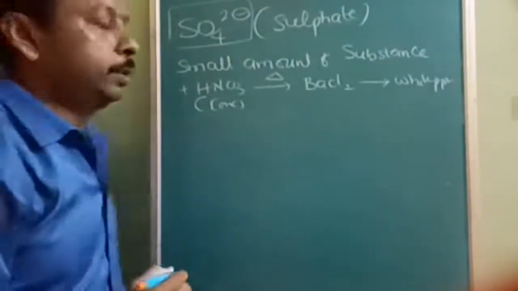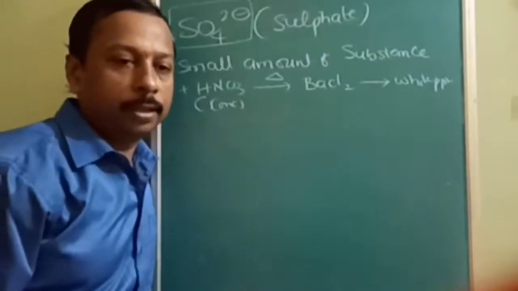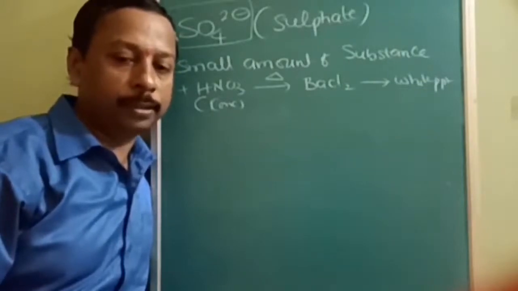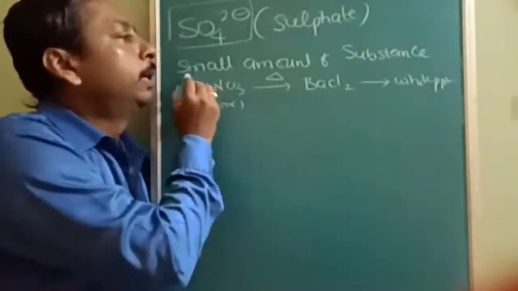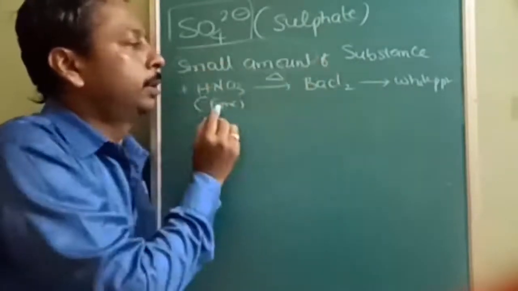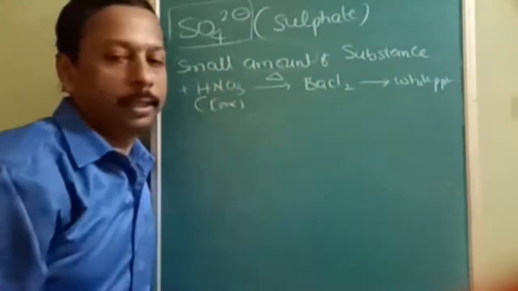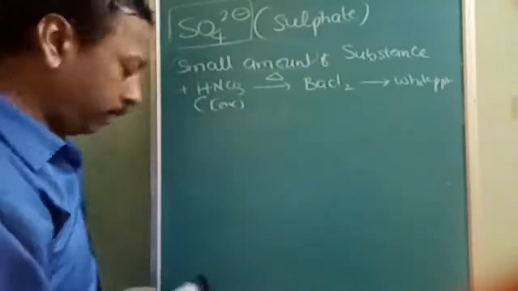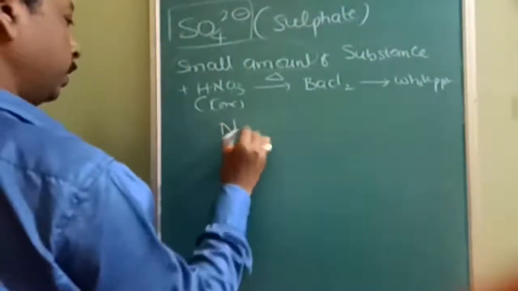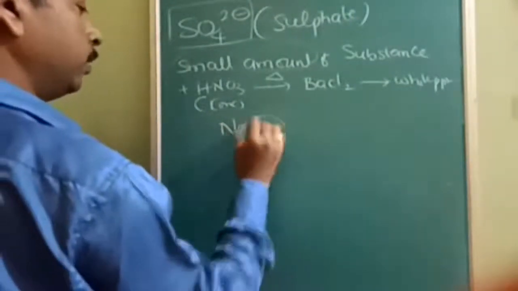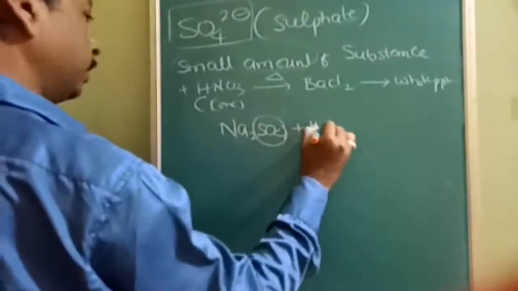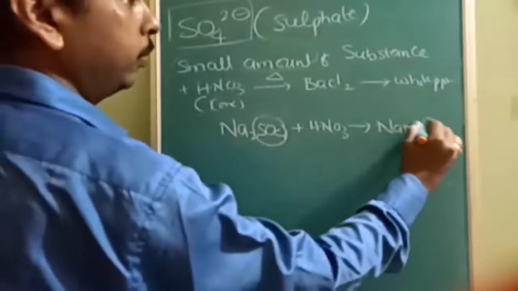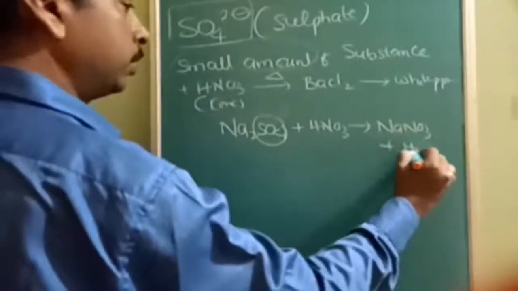So this is the check to identify the presence of sulfate, SO4 2 minus. SO4 2 minus is identified by treating the given salt with HNO3, and whatever results is treated with BaCl2, which results in the formation of a white precipitate. The reaction is Na2SO4, the salt containing sulfate. When it is treated with nitric acid, it results in NaNO3 and evolves H2SO4.